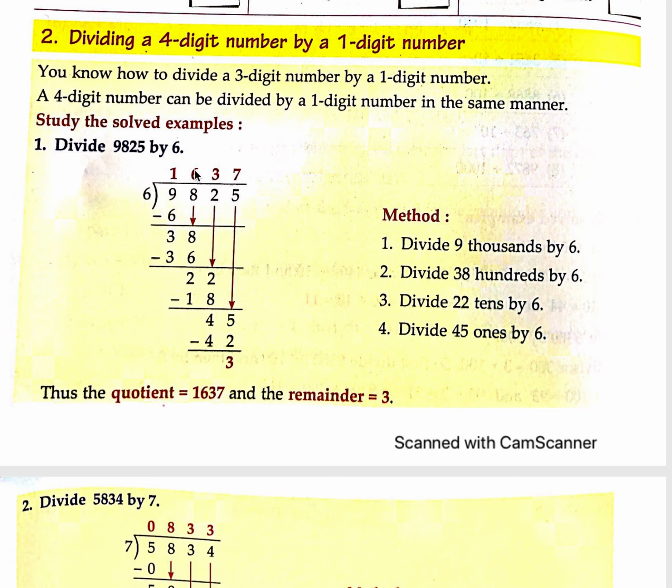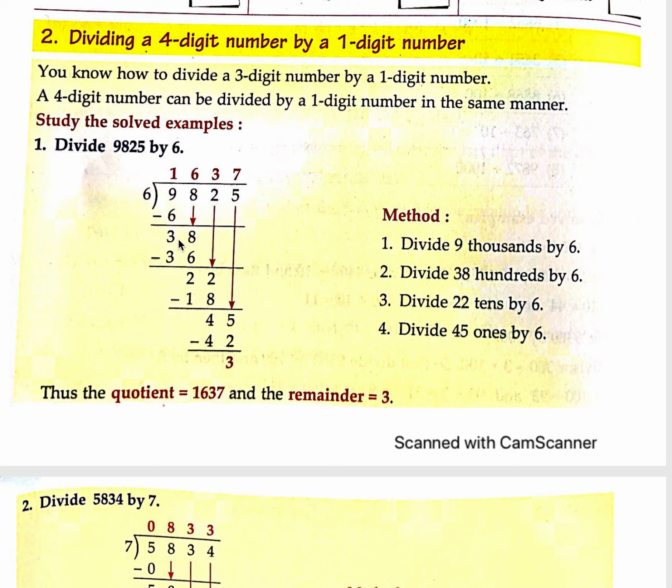9825 divided by 6. So first we look at the first digit to 6, which is 9. Then 6 what's are 9. Now the closest to 9 would be 6, which is 6 ones are 6. Then we minus them, is 3. Then we bring down 8.